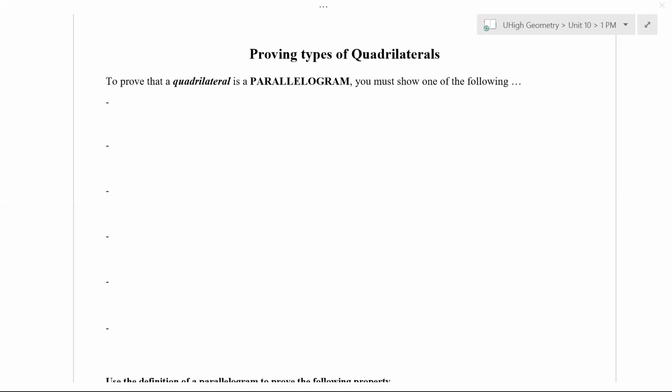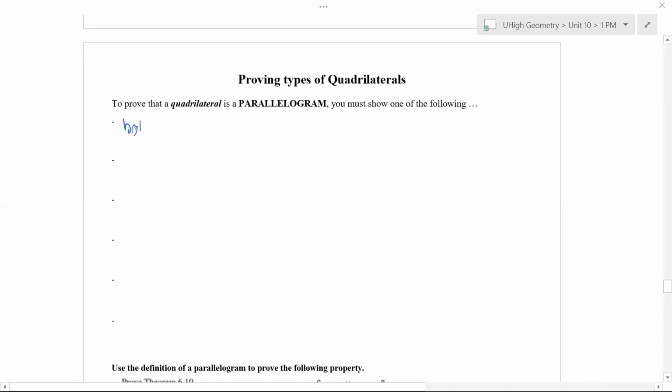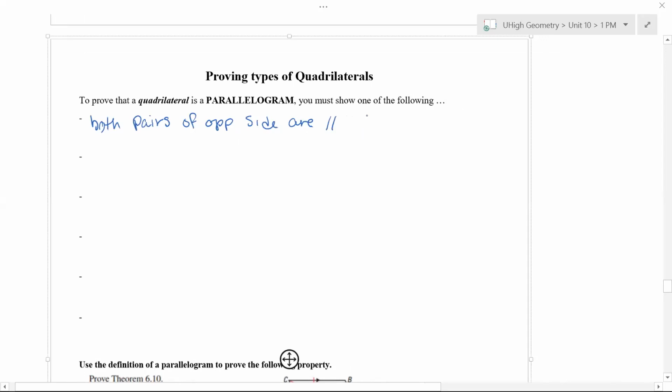The first way is if you prove that both pairs of opposite sides are parallel. Just to look at that visually, we know that that is the definition of a parallelogram. As long as we're given that these opposite sides are parallel, then that is enough to say that we have a parallelogram.